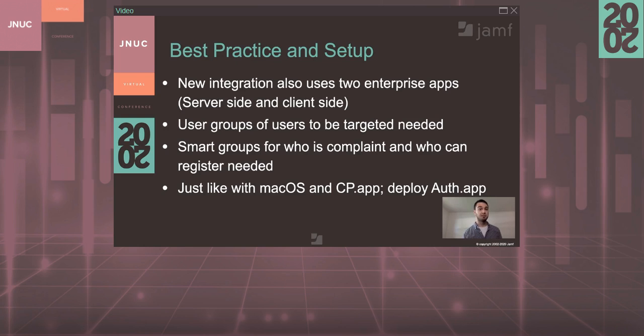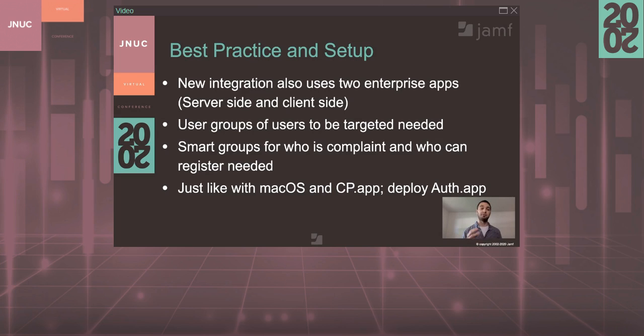So, best practices and setups. The new integration also uses two enterprise apps, one for the server side, one for the client side. The existing macOS integration is using the enterprise app for the server side post. That's how we're getting that data there with that API call. And then we're also using a client side app that's being used, in this case, via Authenticator. In the macOS case, that's what Jamf AAD is using to validate that data after Company Portal exits.